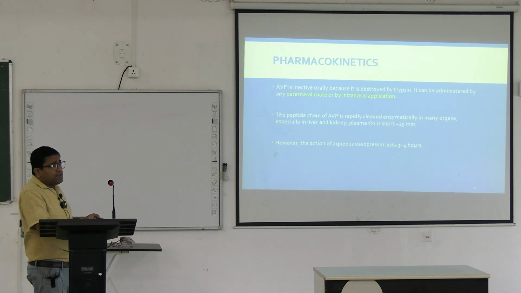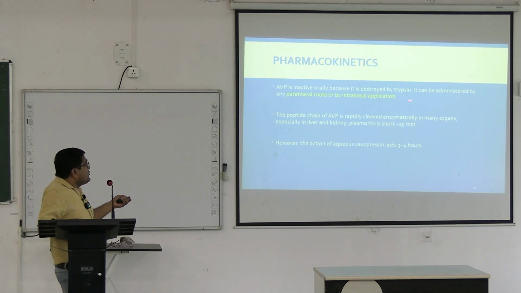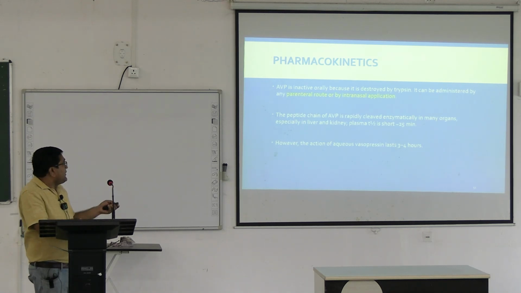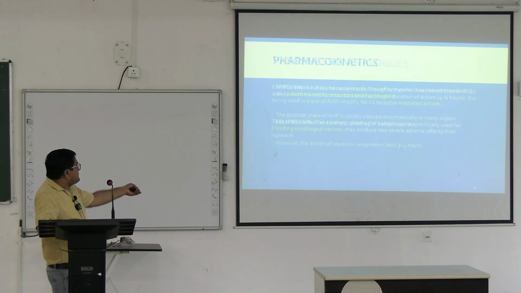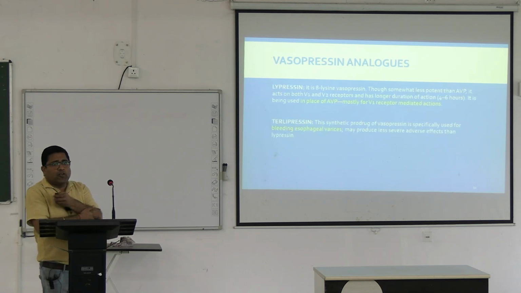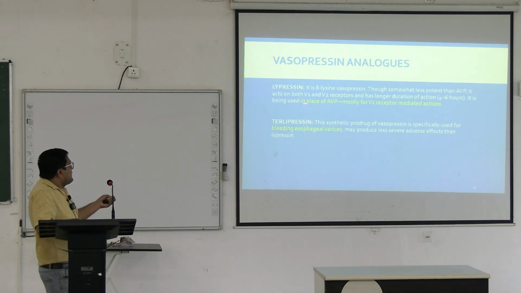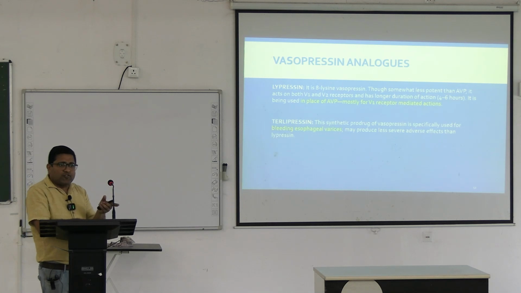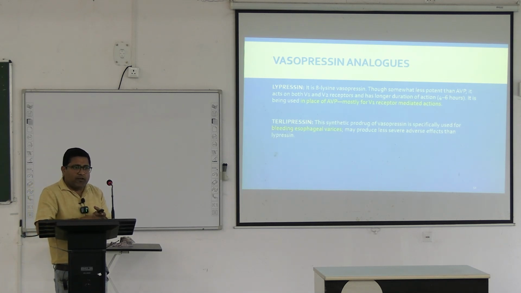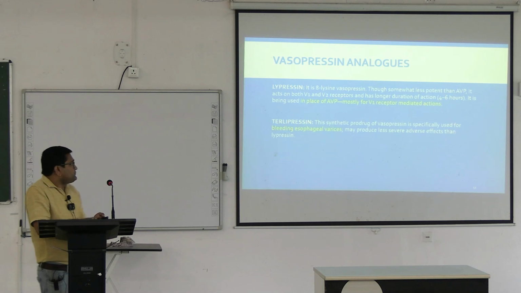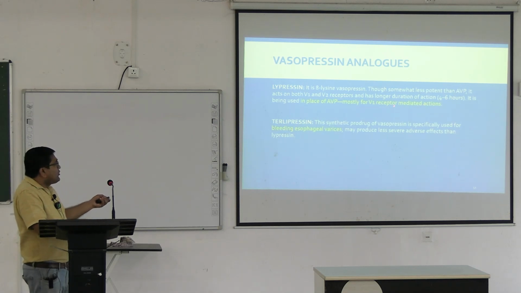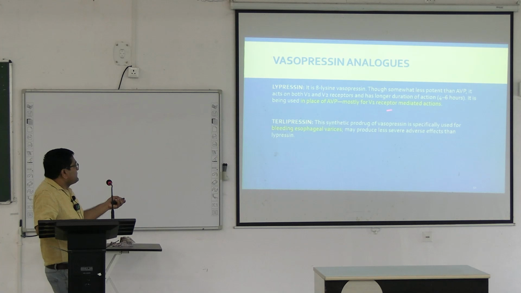Now, pharmacokinetics: generally they are not used orally because they are destroyed by the trypsin enzyme, so they are used parenterally or by an intranasal route. Now, coming to the vasopressin analogs, number 1, lypressin, also called 8-lysine vasopressin. Their action is similar to that of normal vasopressin present in the body, but they are longer acting, number 1 thing, and number 2, their efficacy is lower. They show both V1 and V2 receptor mediated actions.